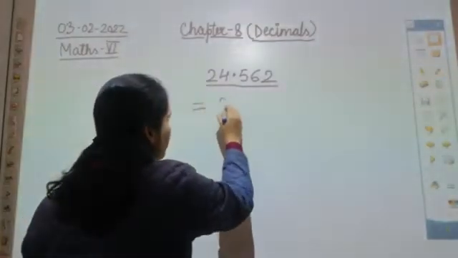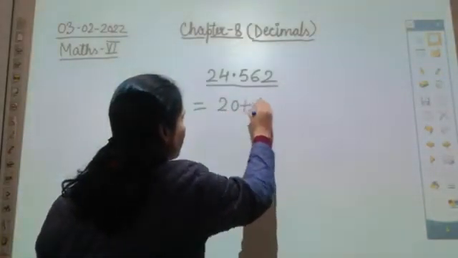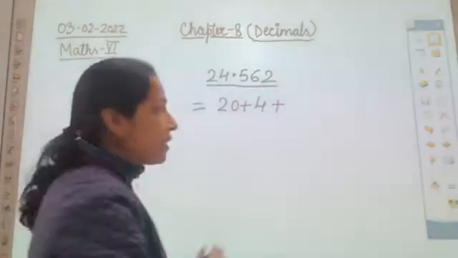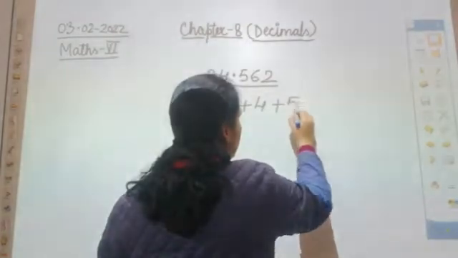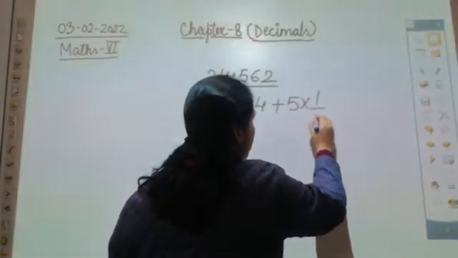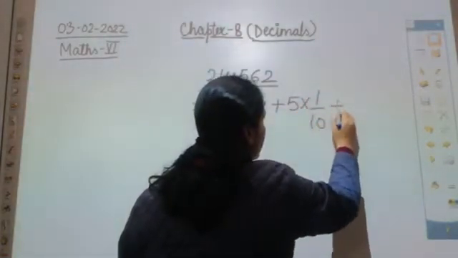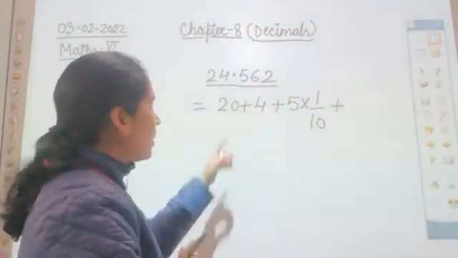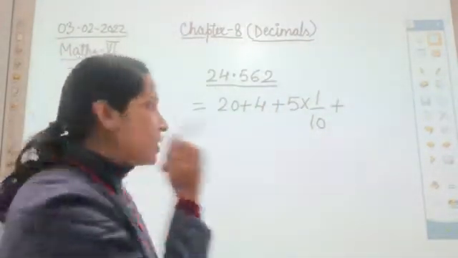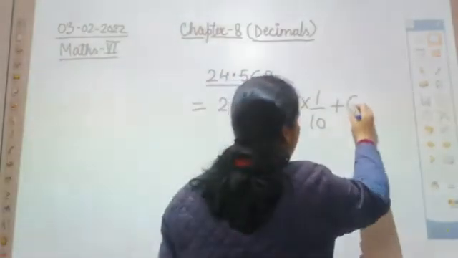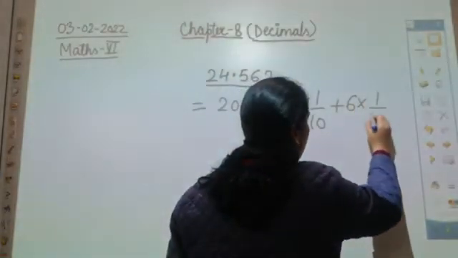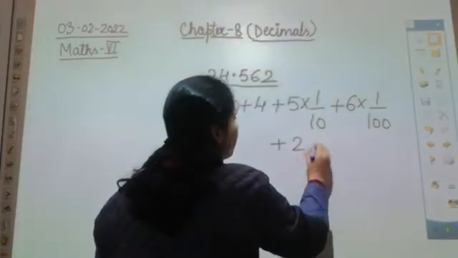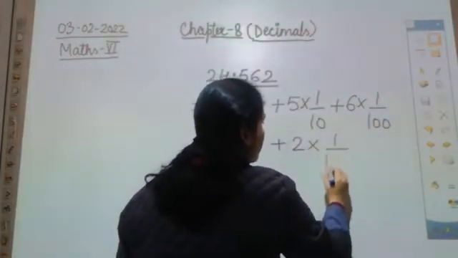Tens place means what? This will be 20 plus 4. Now tens place means what? That 5 is multiplied by 1 by 10, since in the decimal form we have 0.5 only. Now 6 is the hundredths place. It means 6 will be multiplied by 1 by 100. Then 2 will be multiplied by 1 by 1000.